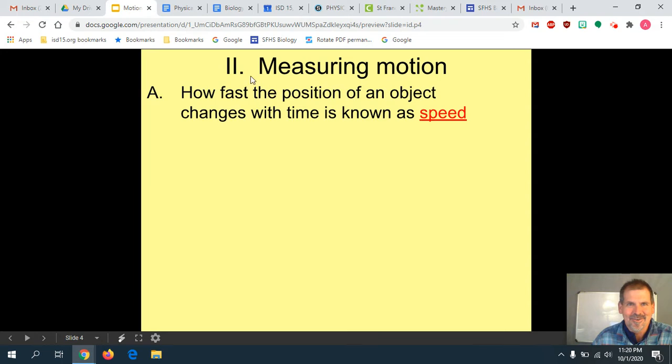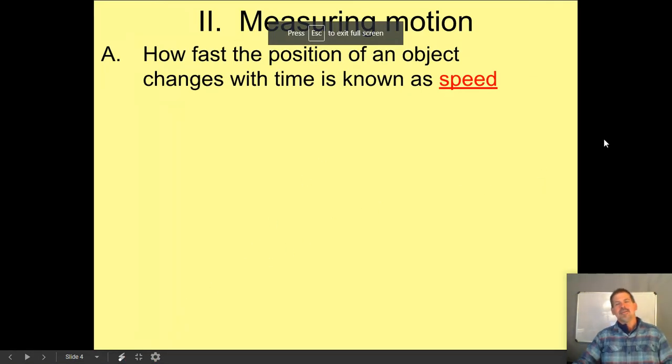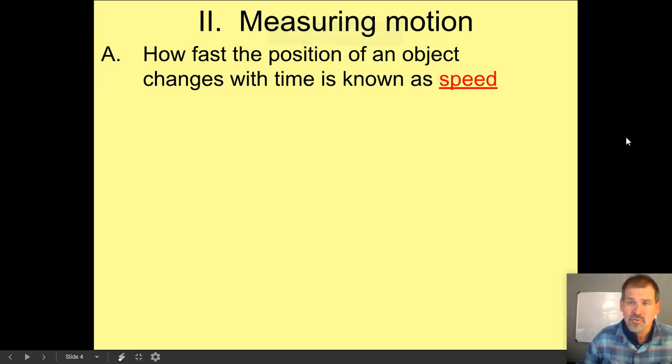Let's get that out of there. Sorry about that. All right, so how do we measure motion? Again, you should definitely be writing these things down. How do we measure motion? Well, we know the measurement of motion is speed, how fast the position of an object changes with time.